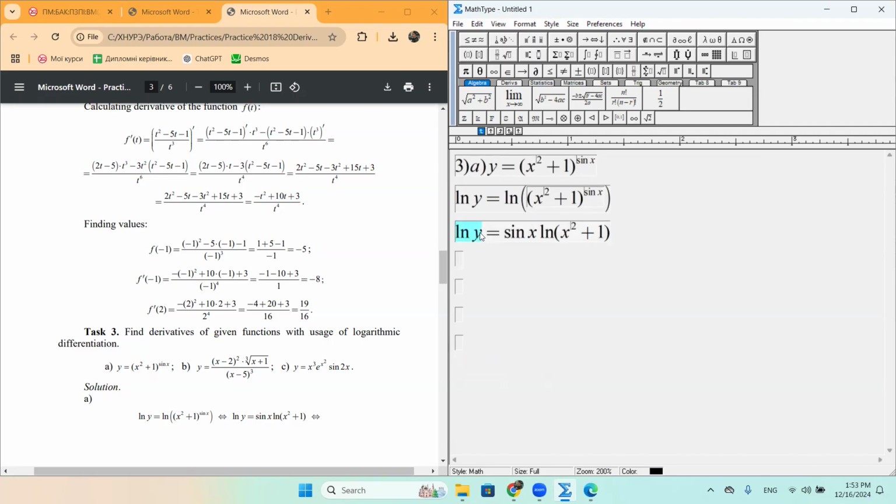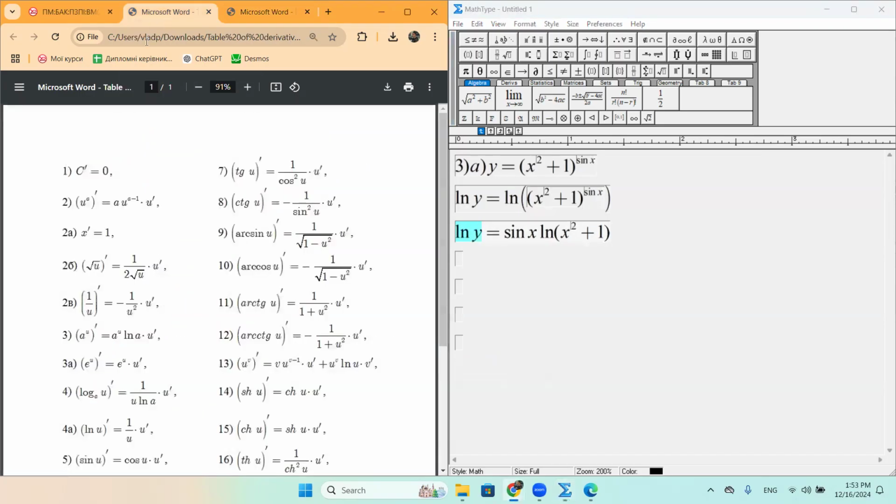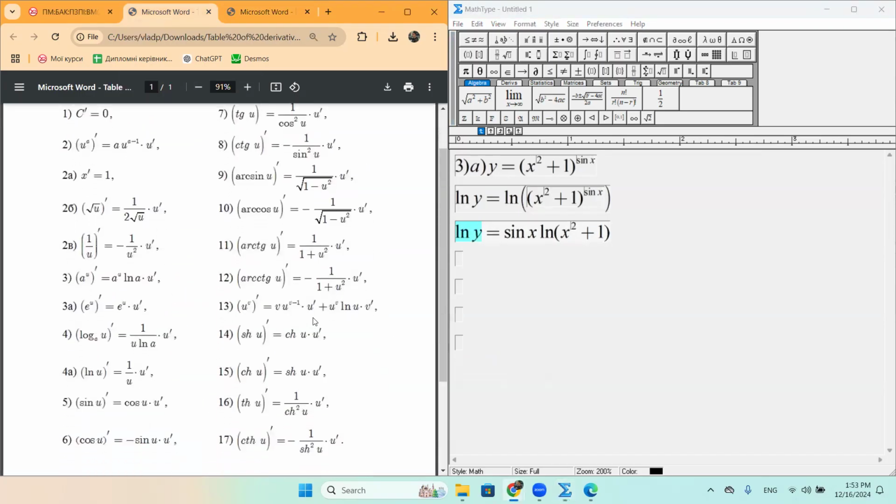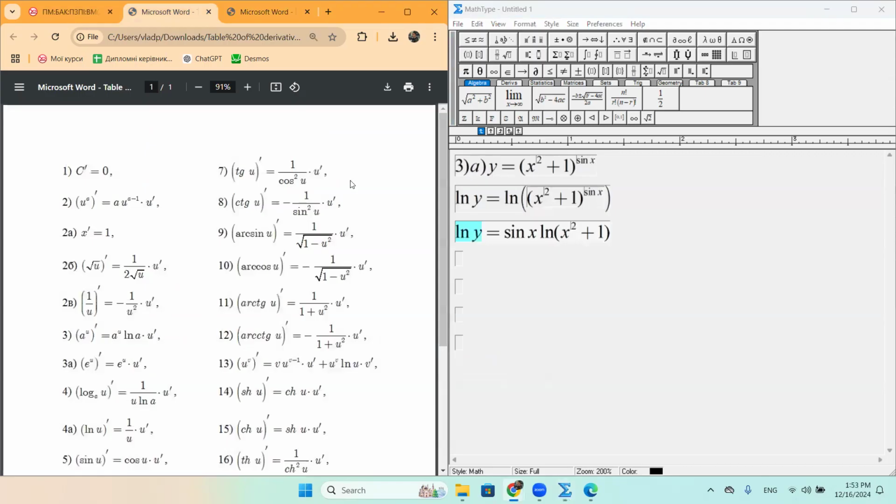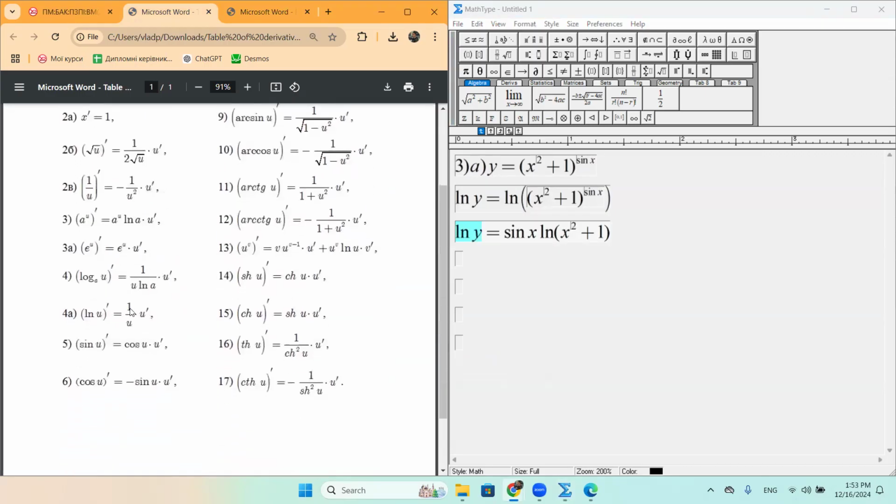So the derivative of the logarithm. Let me remind you: the derivative of the logarithm is 1 divided by u and multiplied by u prime. So here, 1 by y and multiplied by y prime. It's important, don't forget about it. And now let's calculate this derivative.